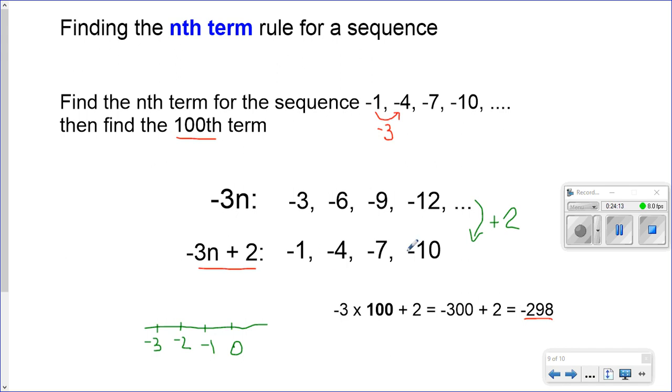What does that mean? It means our sequence, -1, -4, -7, -10, if we keep on going, taking away 3, eventually we'll hit -298 in the 100th position.